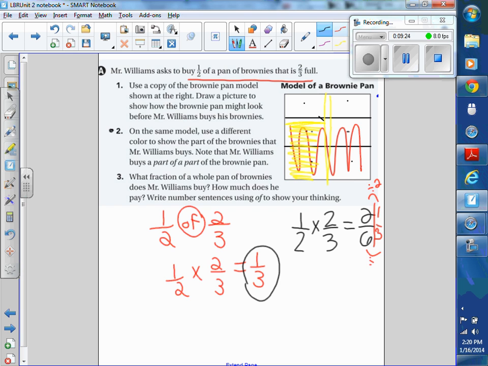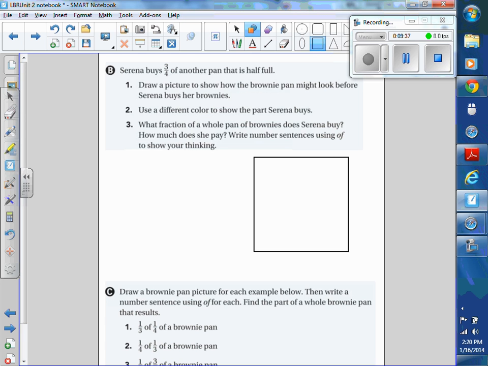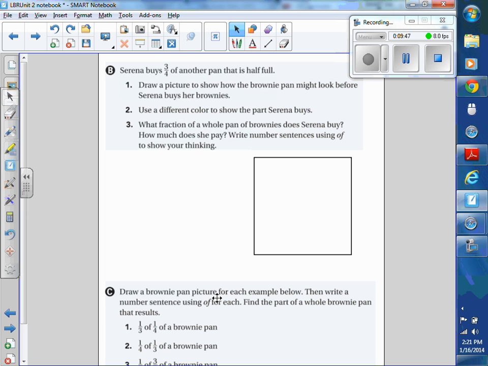Does that make sense? Let's look at B. So, Serena, on brownie pan, Serena buys 3/4 of another pan that is half full. Let's have somebody else do this. Somebody that hasn't been up at the board. Who hasn't been up at the board? Julian? So draw a picture to show how the brownie pan might look before Serena buys her brownies. So she's buying 3/4 of another pan that is half full.